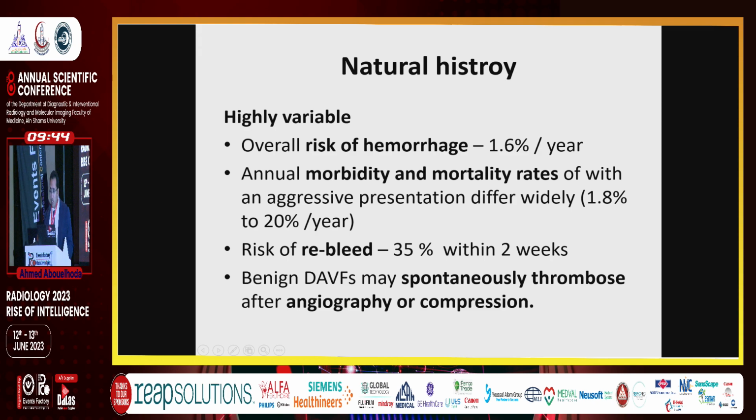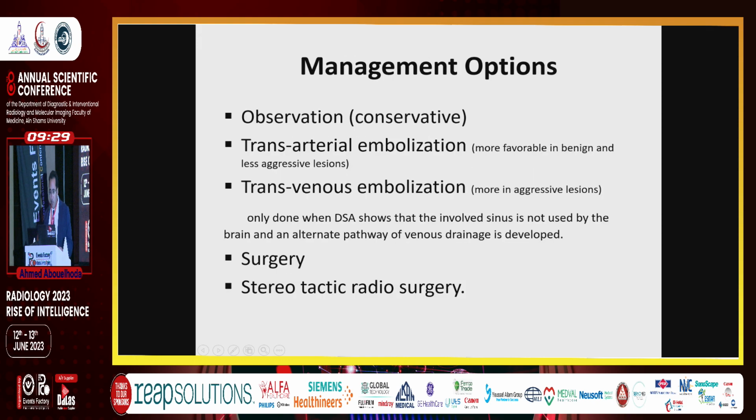We have an overall risk of hemorrhage of 1.6% per year, with a wide variation of the morbidity and mortality from 1.8 to 20%, and 35% risk of rebleed within the first 2 weeks. Benign fistulae can thrombose spontaneously after angiography or compression.